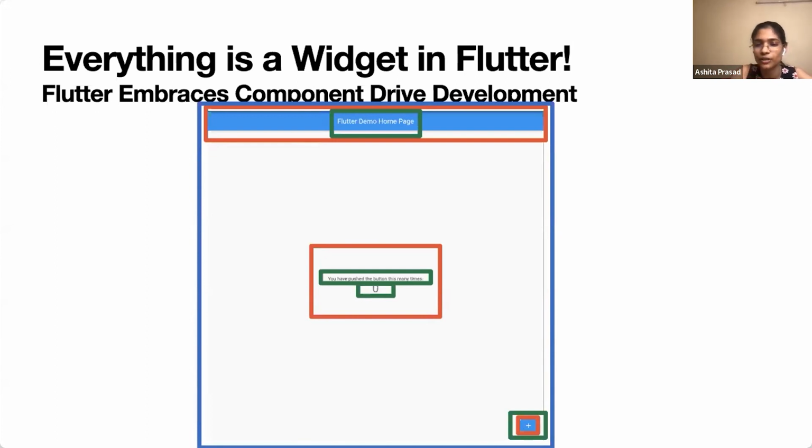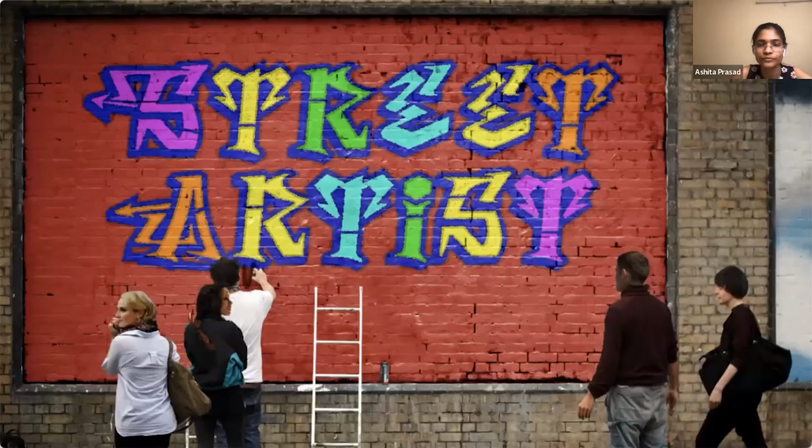The plus sign image that you can see, which is the icon basically, that's a widget. Again, the messaging that you see at the bottom, which says that you have pushed this button so many times, is a widget. The counter is a widget. Everything is a widget in Flutter. And Flutter embraces component-driven development really strongly.